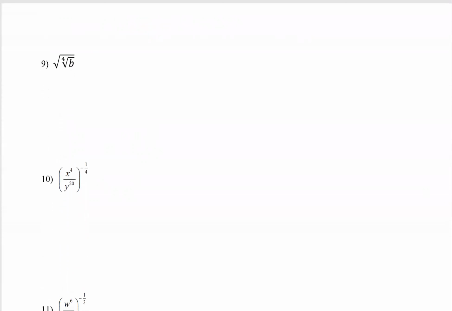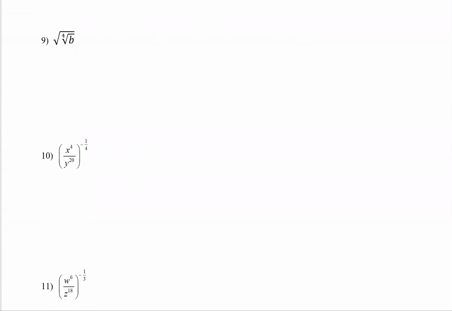Number 9, we need to start inside and rewrite that with a rational exponent. So that's b to the 1/4. And then I can see that is to the square root. So I can rewrite the square root as the 1/2 power. I have a power to a power, so we can multiply. This simplifies into b to the 1/8.